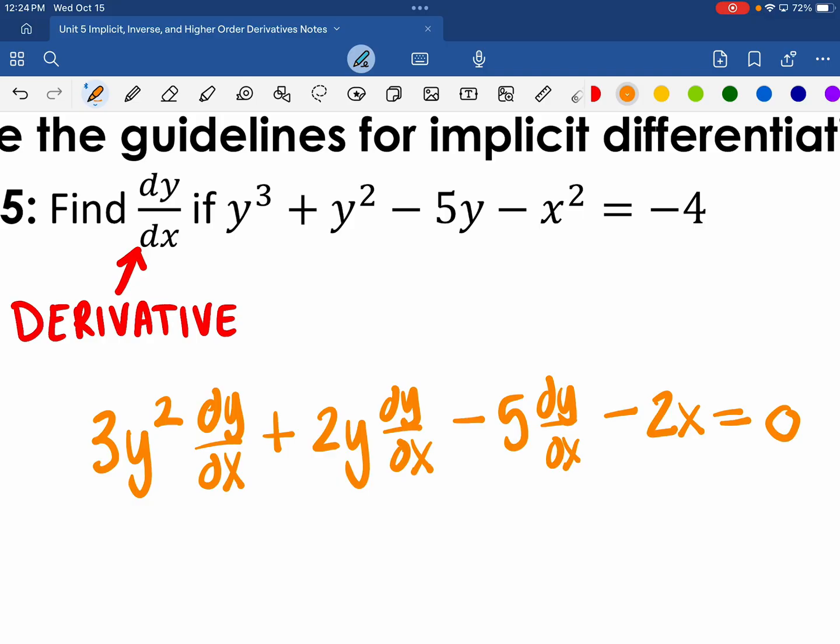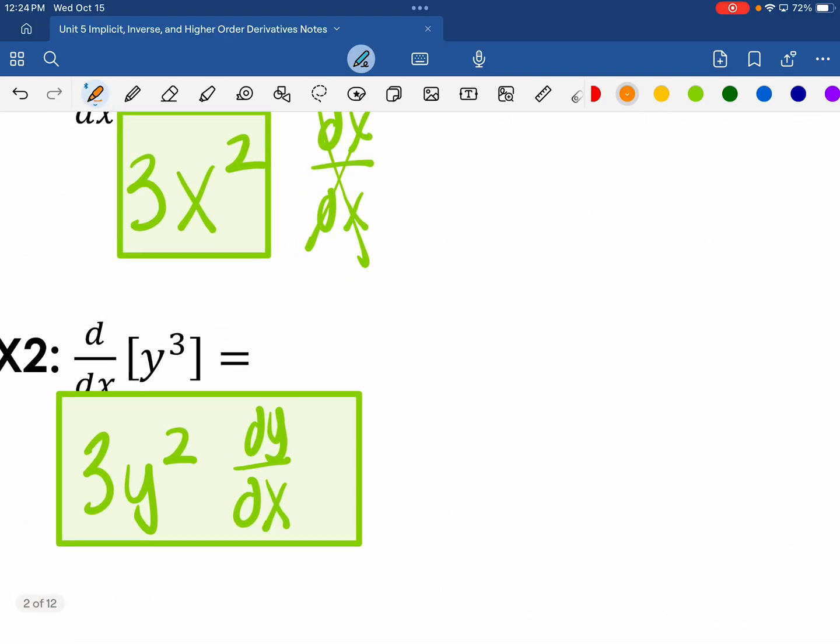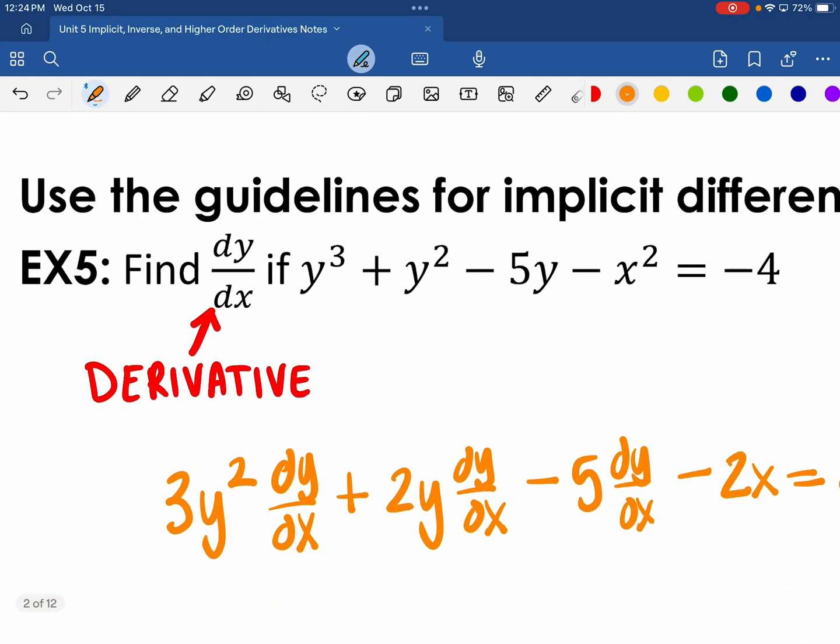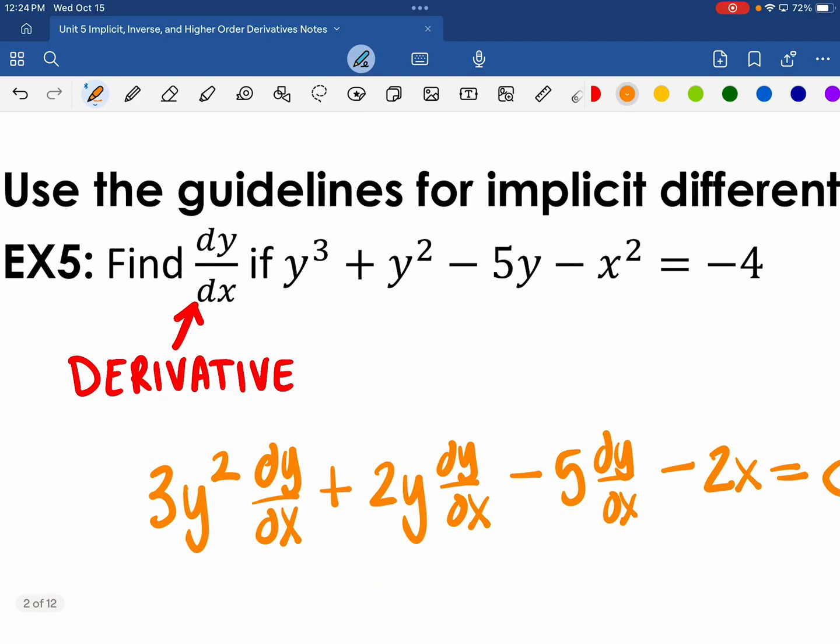Okay, so we have to find dy dx because that's what the question asked for. These other ones were just differentiate the term. That's the difference here. This is take the derivative of this term. So we were done. This one here is we want to figure out what dy dx is. So we want to get these dy dx's by themselves.